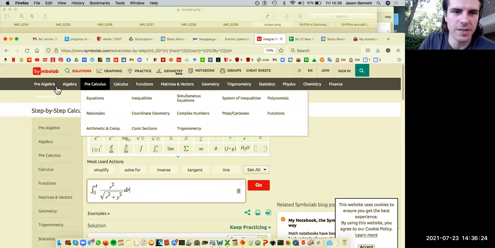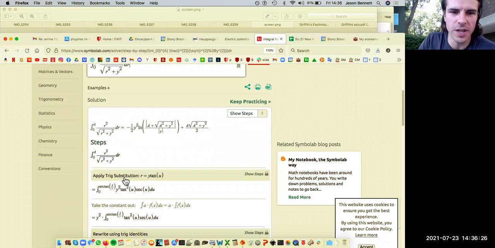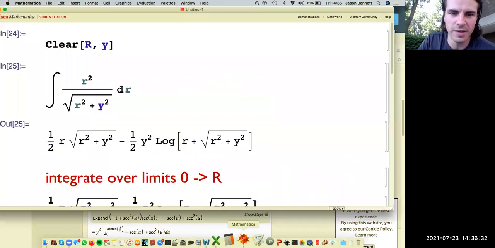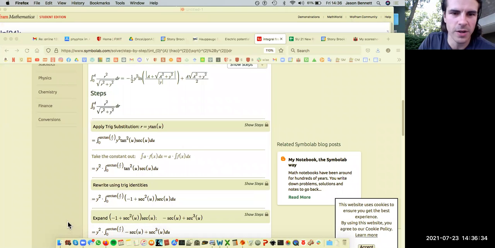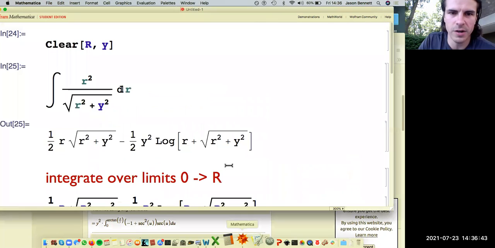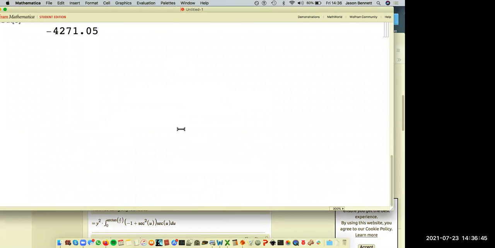Symbolab is a nice website because they usually tell you steps like this. This is what got me through Calc 2 and 3. But this is a much more powerful software, so I don't get why that's... Okay, whatever. Let's just plug this in over here. But this one looks easier than Mathematica. But yeah, for some reason.